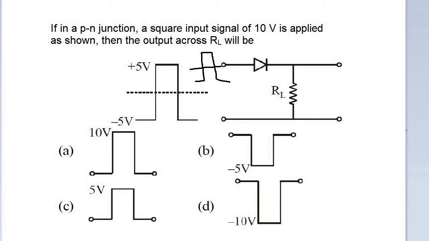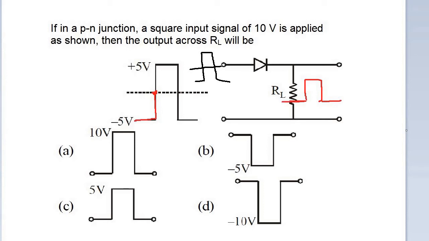Now let us assume this is an ideal diode. At this particular point, the diode starts conducting. As the diode starts conducting, we get the output, until it goes to 5 volt. Then it remains 5, and again as it moves to 0, the output becomes 0. So up to here, the output is 0.